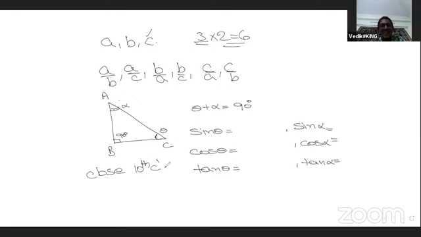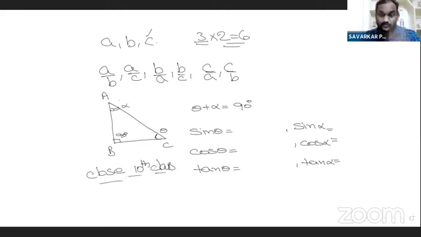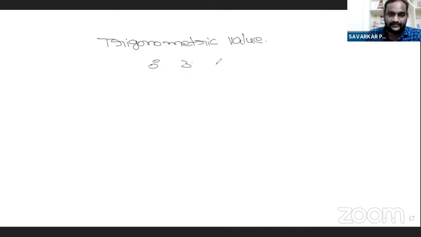CBSE 10th class maths book. So you have to refer to them tomorrow and the day after tomorrow. Then you have to give trigonometric values also. That means what are the sin value, cos value and tan value for 0, 30 degrees, 45, 60 and 90 degrees. Then there are trigonometric identities. So what are trigonometric identities?